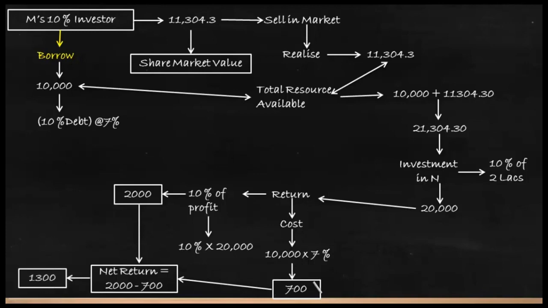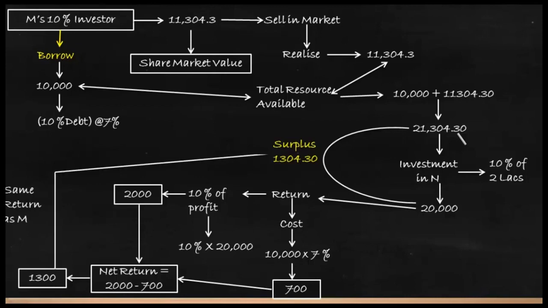Now this return is the same as the return that was earned in M. Apart from that, there is also a surplus of 1,304 with him. How did he get this surplus? It is 21,304 minus 20,000. So by moving from M to N, the investor's position has improved, or it has even become better, because he is getting the same return as he got in M. Apart from that, he also has a surplus of 1,304. So his position has become better now. So this is how the arbitrage process works, and the value of the firm has not been affected by the debt and equity component. Thank you so much.